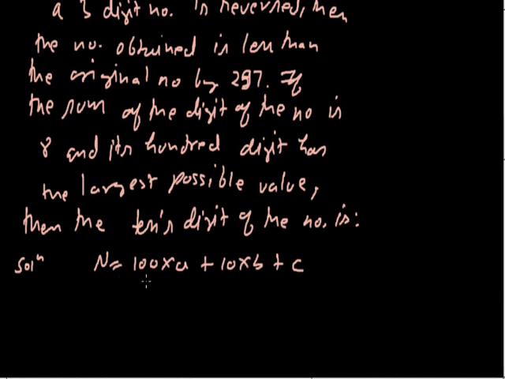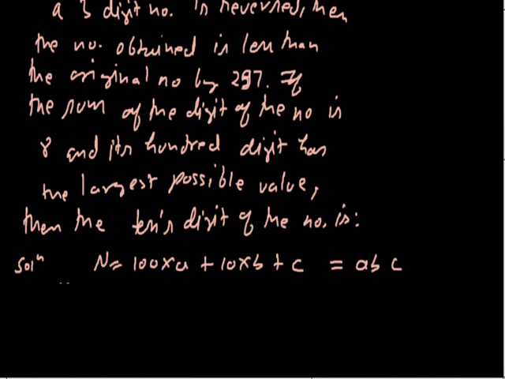That is, this is the 3 digit number: 100 times the hundreds place digit, that is A, 10 times the tens place digit, that is B, and the unit place digit C. So the number is 100A plus 10B plus C, which is equal to ABC. It is a 3 digit number.